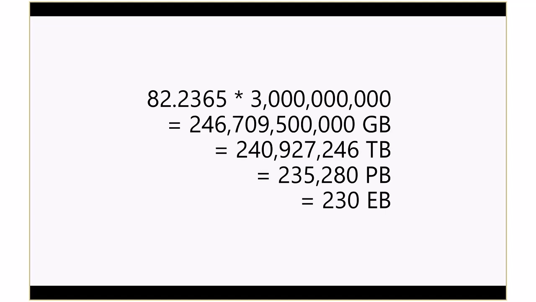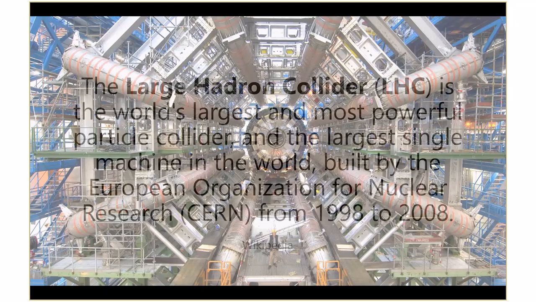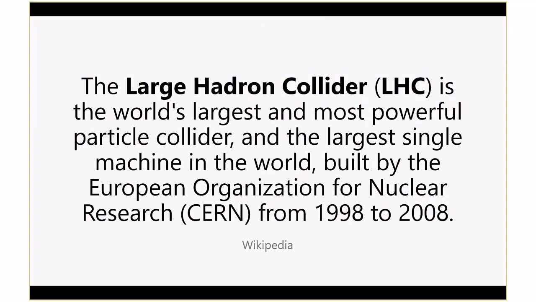Let's put that up against one machine. Does anybody know this guy? Yeah. So what is this thing? Yeah. The Large Hadron Collider in CERN. That's CERN made, right? Just to get a scale of how big this is, you can see that in the bottom of the picture, there's actually a small man right there. This thing is huge. So the Large Hadron Collider is the world's largest and most powerful particle collider, and the single largest machine in the world built by the European Organization for Nuclear Research. Okay? This thing generates 300 gigabytes per what? Per second. This is an insane amount of data, right?